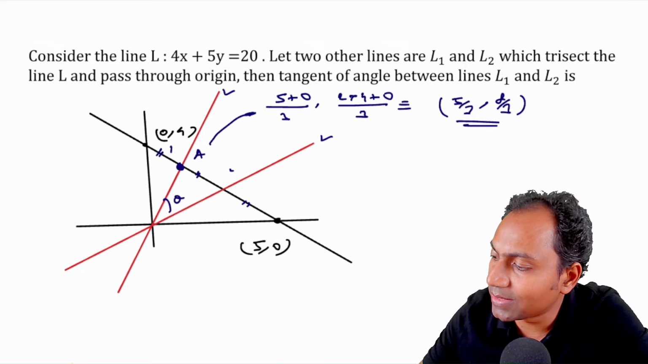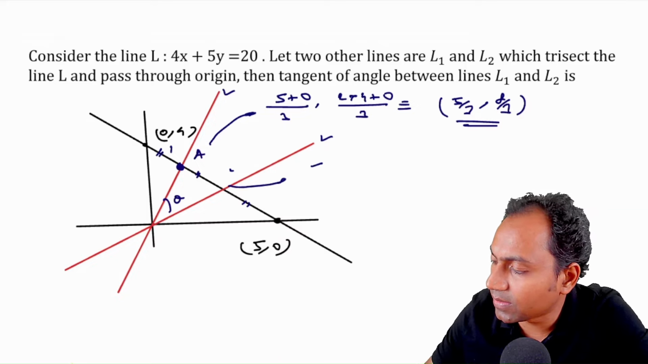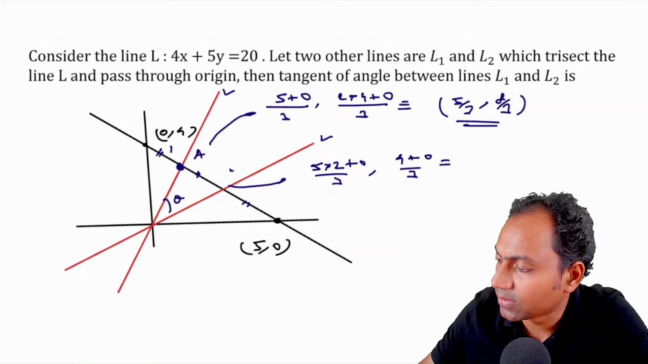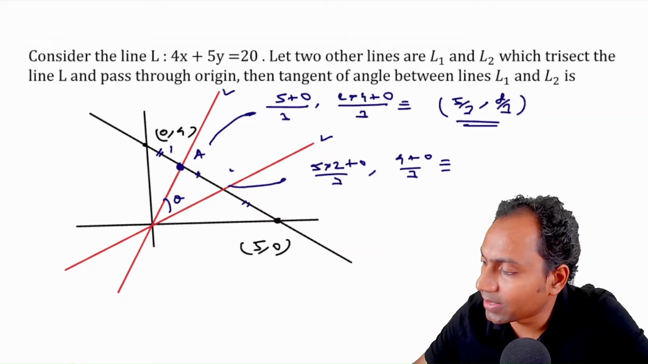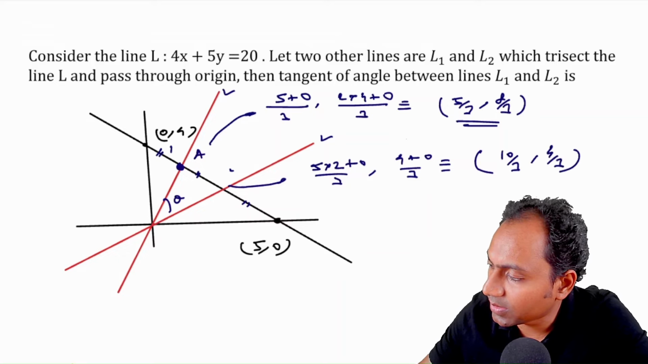In order to get this next point, we can do the same thing, but now this will become (5 into 2 plus 0) by 3, and the second will become (4 plus 0) by 3. So you can see that this point again comes out to be nothing but (10 by 3, 4 by 3).